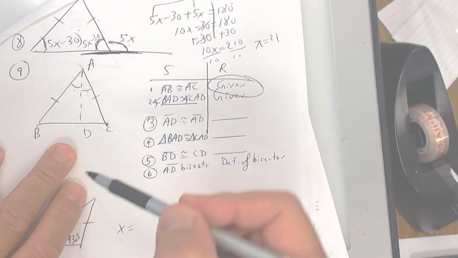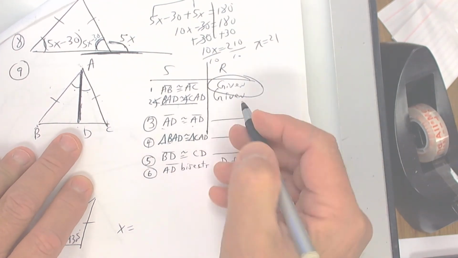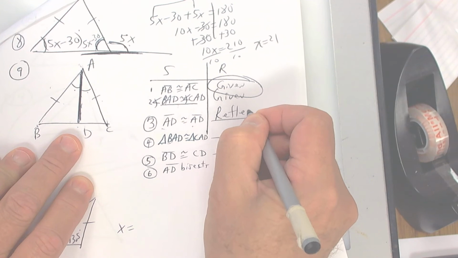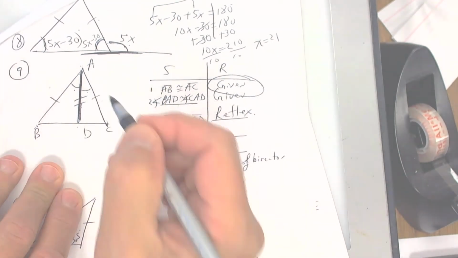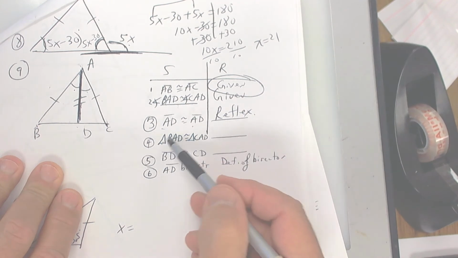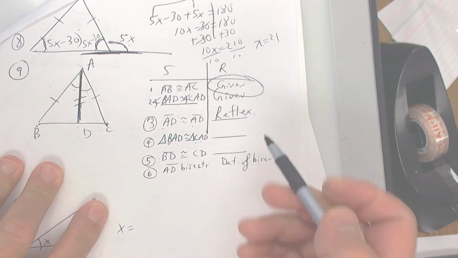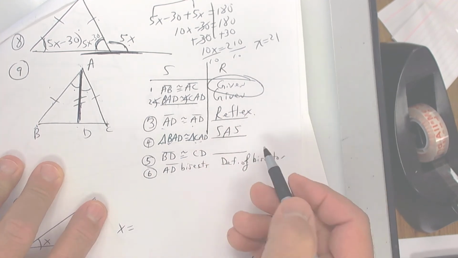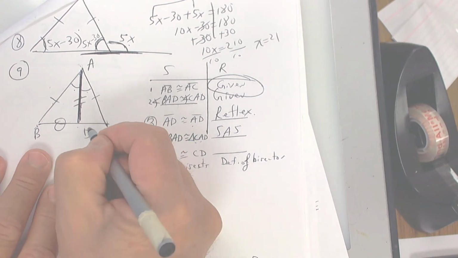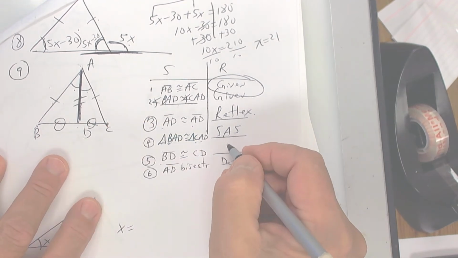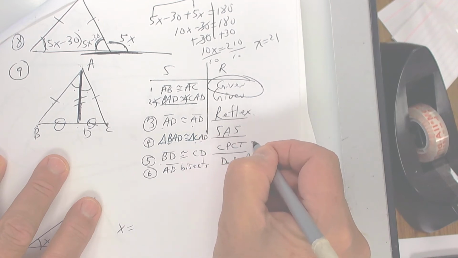Now look here. AD is equal to itself. That is called reflexive. Now you know that one, okay? Don't miss that one. Now the triangles are congruent by side, angle, side. So put side, angle, side. Once the triangles are congruent, this part is equal to this part. And the new thing to say is corresponding parts of congruent triangles are congruent.